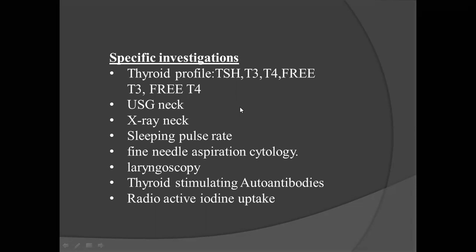So if T3, T4 is raised and TSH is low, now it is hyperthyroidism. If TSH is raised and T3, T4 low, now hypothyroidism. If TSH is raised and T3, T4 is still normal, now subclinical hypothyroidism. I am just rushing through all these things because I think all of you know these things.